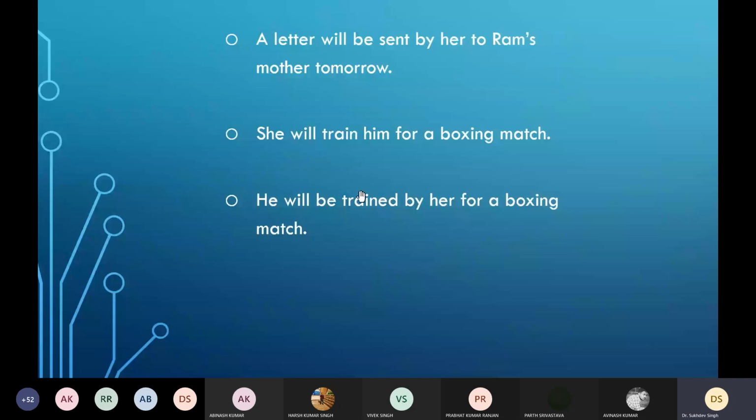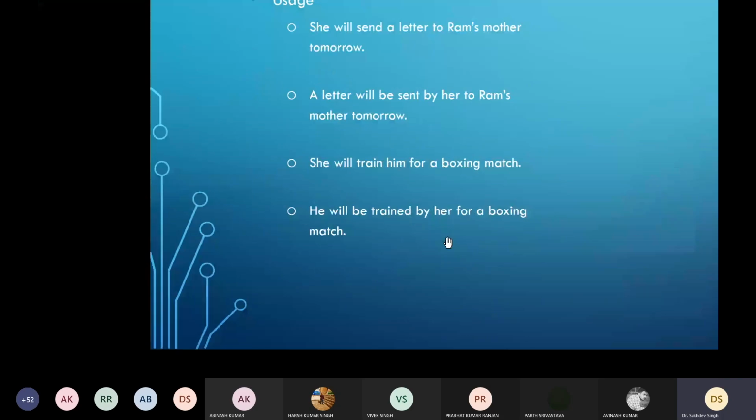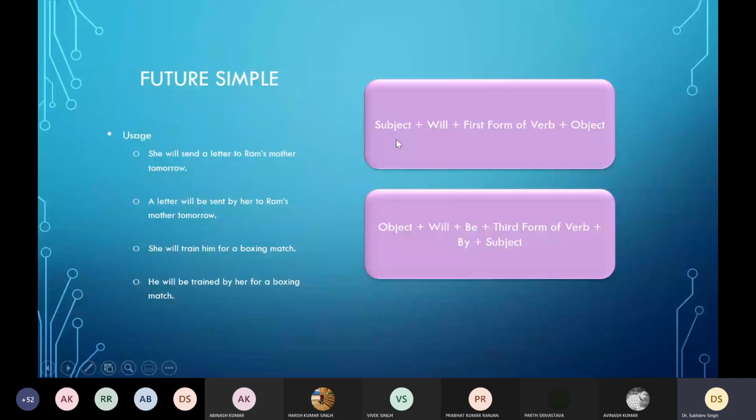So he, will remain the same, will, and then we add be. Then train will be converted into the third form of the verb, trained. Then we add by, and then this she is converted from active to passive as her, and then we add the rest, for a boxing match. Pronouns keep on converting when they are converted from active to passive and passive to active. That's why she will train him for a boxing match is converted into passive voice as he will be trained by her for a boxing match. This is the rule for future simple.